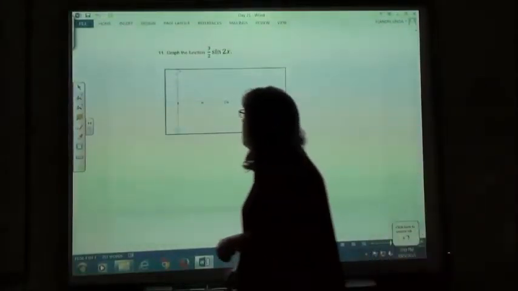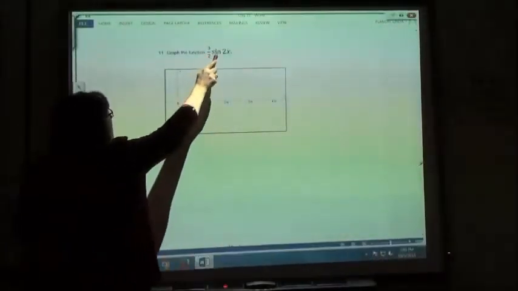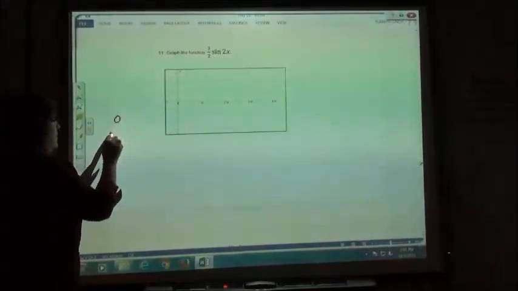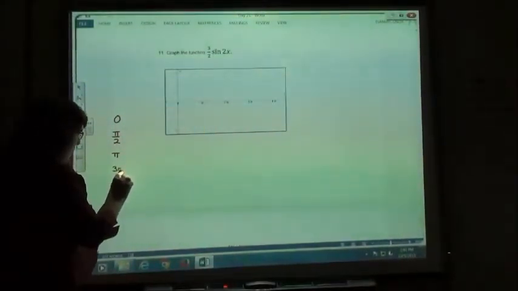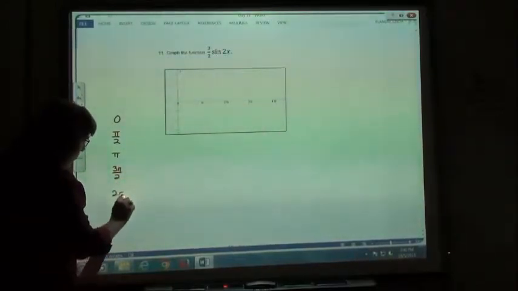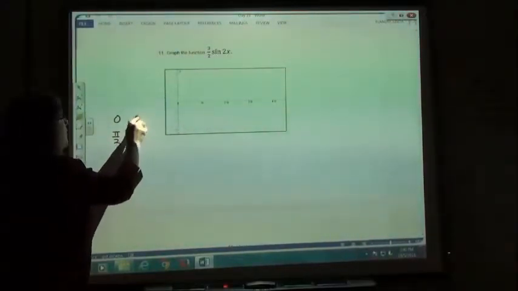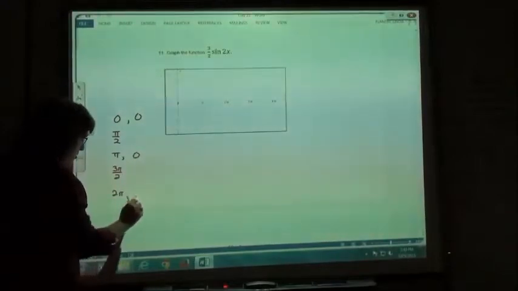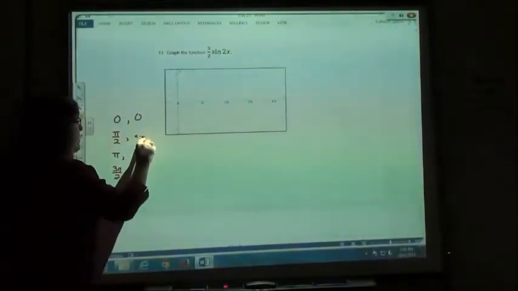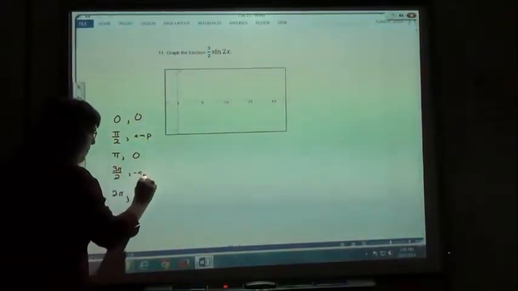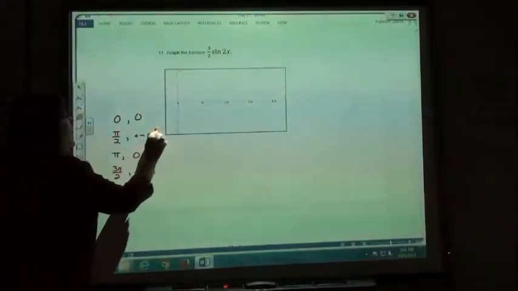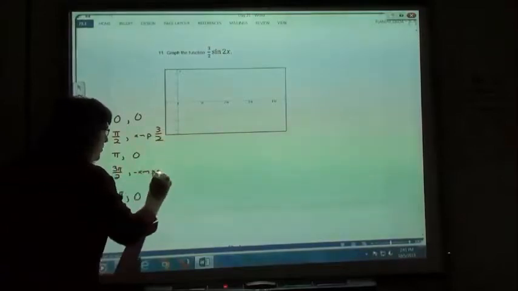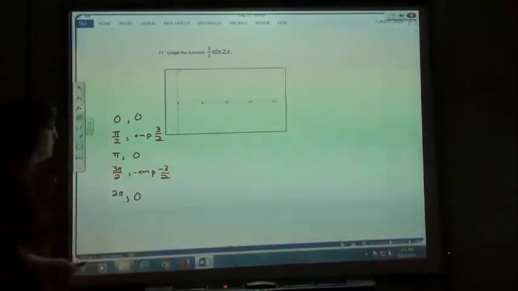Number 11, same kind of thing. I'm doing my sine curve first. So 0, pi over 2, pi, 3 pi over 2, and 2 pi. Since it's a sine curve, 0, 0, 0, my amplitude, and minus my amplitude. So this time my amplitude is going to be at 3/2, so this would be at negative 3/2.